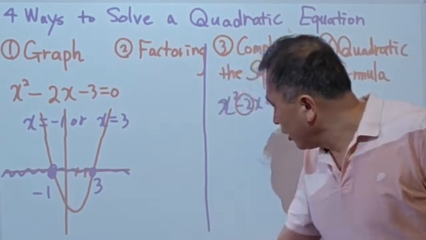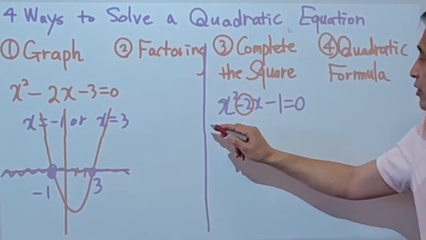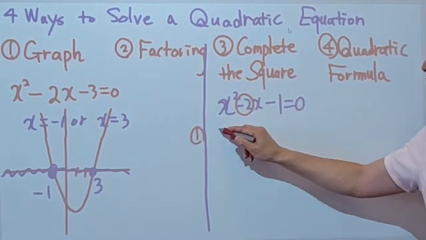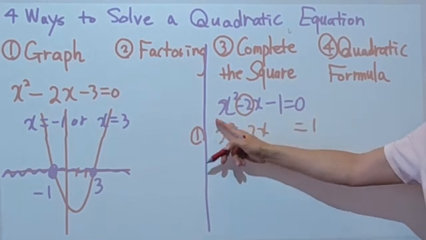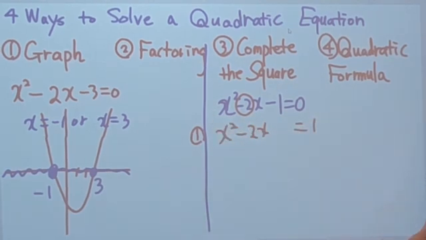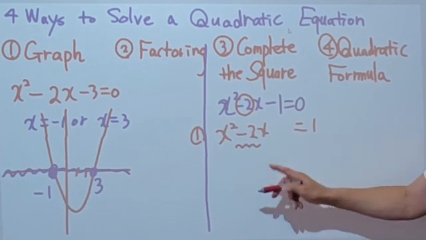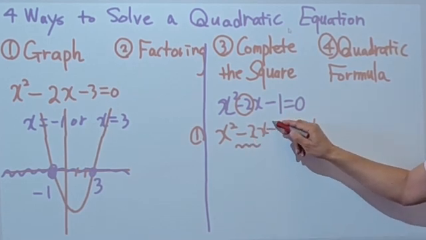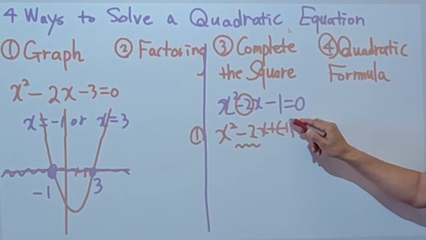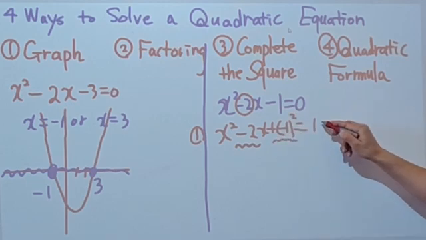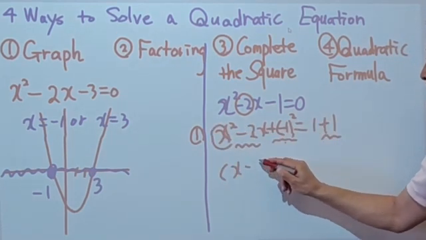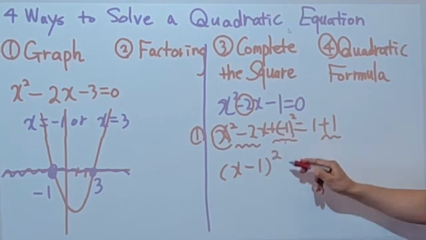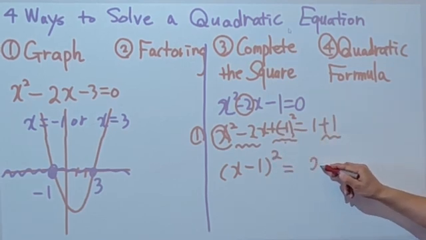So let's do complete the square. You know the steps. First step, move the constant to the other side: x squared minus 2x equals 1. You should make the leading coefficient 1 all the time, but this is 1 already. Now take half of the first degree coefficient, square it, and add it. Half of -2 is -1, and -1 squared is +1. So you add 1 on one side, and you need to add 1 on the other side too. Then x minus 1 squared equals 1 plus 1, which is 2.